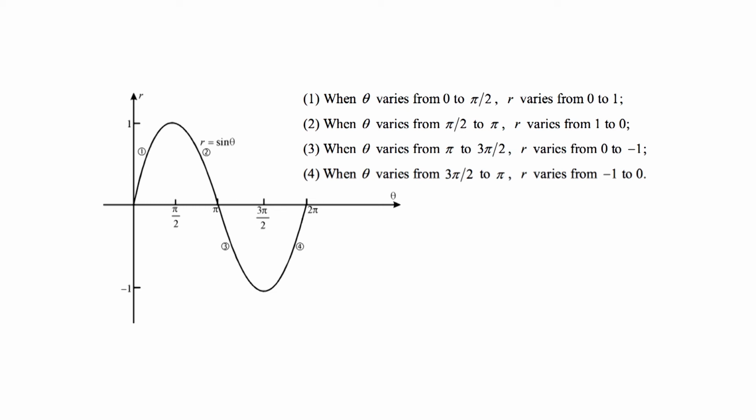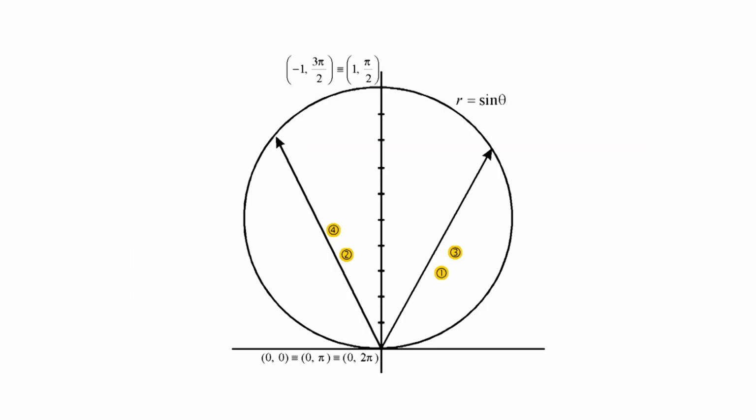3. When theta varies from pi to 3 pi by 2, r varies from 0 to negative 1. 4. When theta varies from 3 pi by 2 to 2 pi, r varies from negative 1 to 0. With the aid of arrows numbered 1 to 4 from the theta axis and taking these as radii, we draw the graph of r is equal to sin theta in the polar plane. We note that the role of the radius vector given by 3 is the same as that of 1, and the role of the radius vector given by 4 is the same as that of 2.